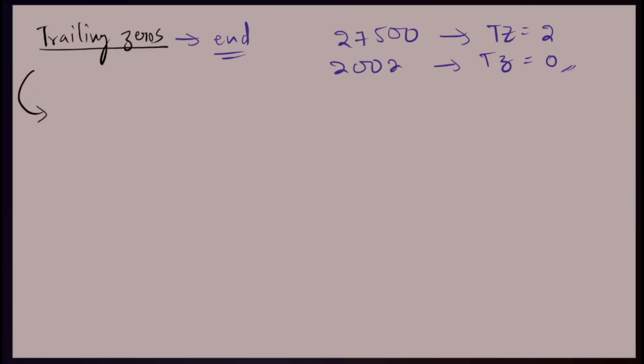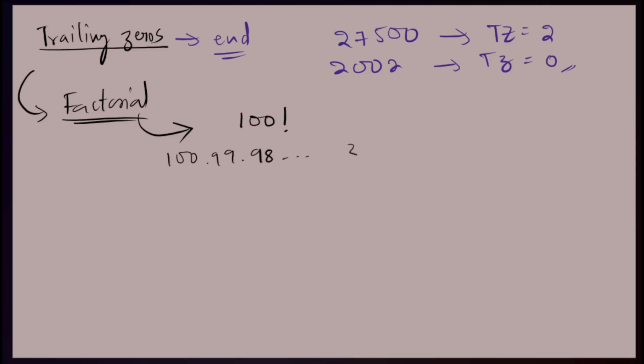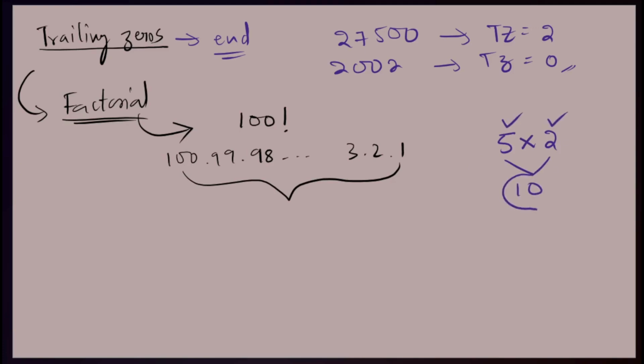For this, you have to understand factorials because most questions come down to factorials. For example, you need to find trailing zeros in 100 factorial. 100 factorial is nothing but 100 into 99 into 98, and so on till 3 into 2 into 1. You cannot multiply this out. But one thing I can tell you is that a 5 into a 2 will give you a 10. One single 5 and one single 2 will give you one single trailing zero.